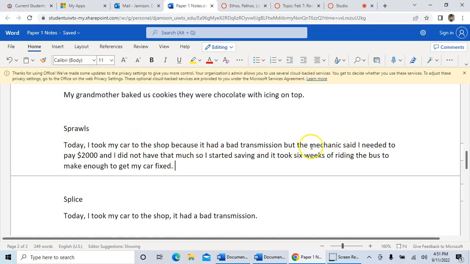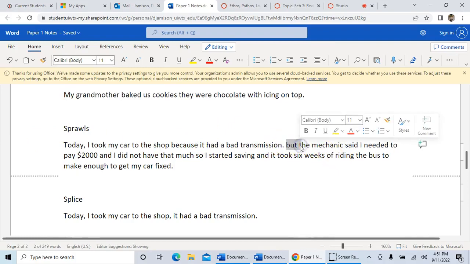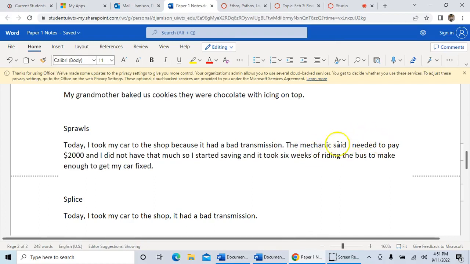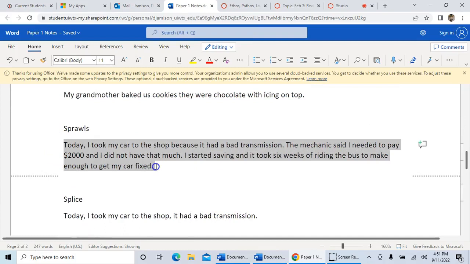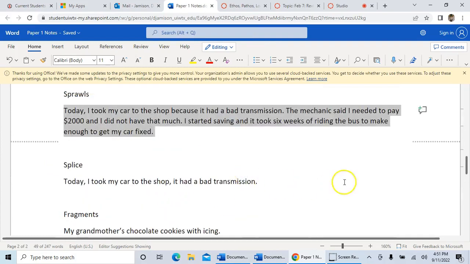Brand transmission. Let's make one there. The mechanic said I needed to pay $2,000, and I did not have that much. Period. I started saving and took 6 weeks of riding the bus to make enough to get my car fixed. Yeah, there you go. Imagine, if you start getting out of breath trying to read a sentence, then it's probably a sprawl.